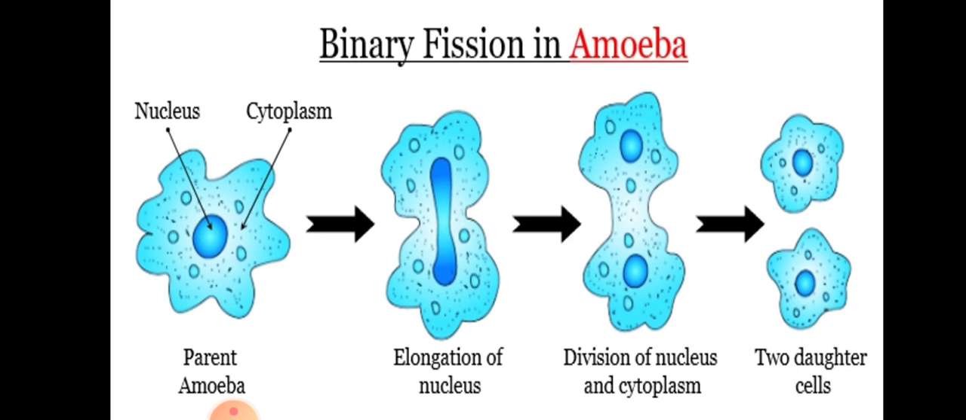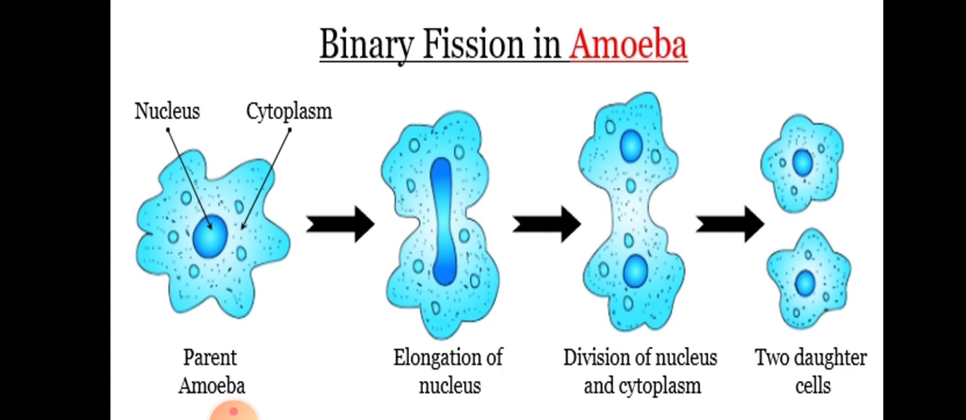First there will be elongation of the nucleus. As the nucleus gets divided into both the equal sized daughter cells, they divide into two equal sized daughter cells, and at the last you can see two daughter cells are separately produced. So this is the binary fission in amoeba.